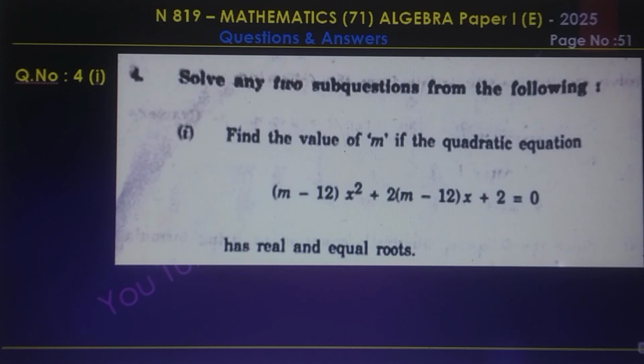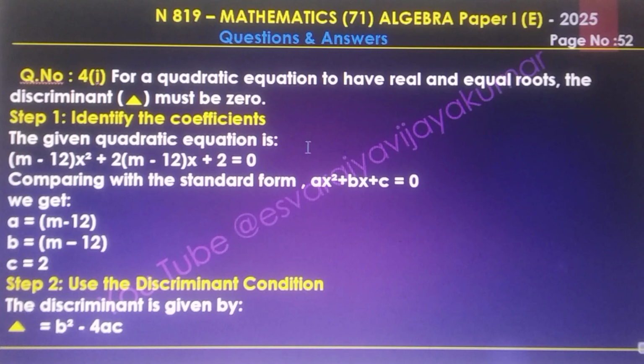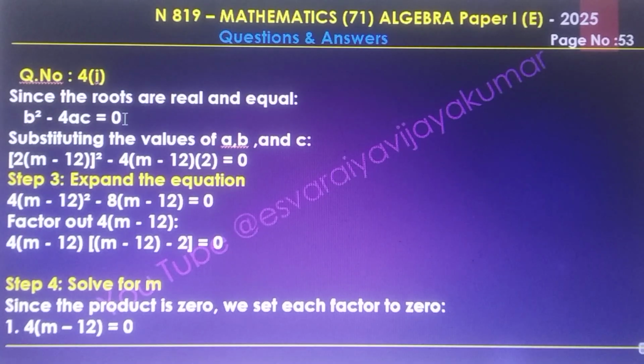Solve any two of the following. Find the value of m if the quadratic equation (m minus 12)x square plus 2(m minus 12)x plus 2 has real roots. Here delta must be 0. Identify the coefficients. The given quadratic equation is (m minus 12)x square plus 2(m minus 12)x plus 2 equal to 0. Comparing with the standard form ax square plus bx plus c equal to 0, applying the formula, here c equal to 2.